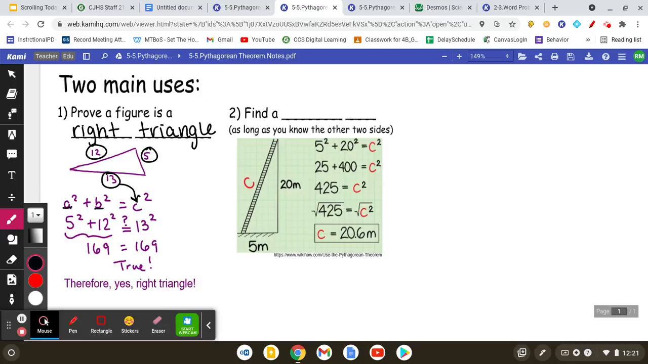The second use that we will use it for is to find a missing length of a triangle.